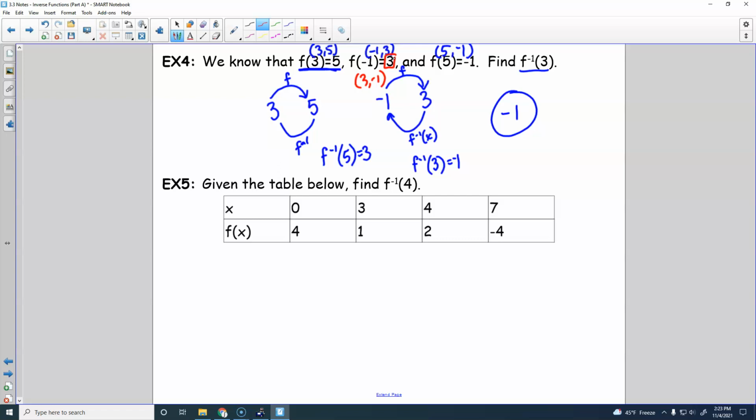Example 5. Okay, f inverse of 4 would be 0. Right here, f inverse of 4 would equal 0 because this is the point. Because if we're doing inverse, that means 4 was the y coordinate of the original. We're looking for the x that goes with it, so that would be 0. Because this is the f of x here, instead of giving you f inverse of x.